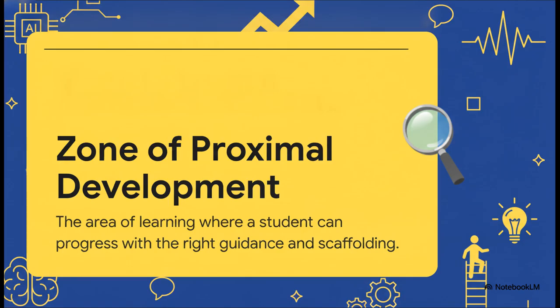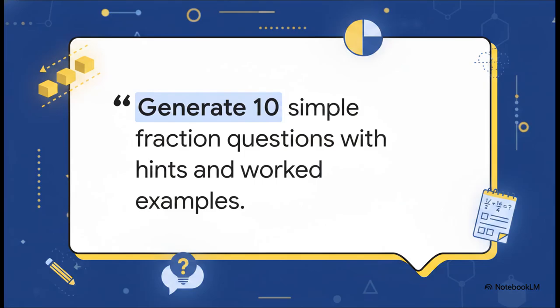We are not dumbing down the curriculum here. We are just providing temporary supports, kind of like training wheels, so these students can access the exact same grade-level concepts as their peers. So what does this actually look like when you're talking to the AI? Well, here's a fantastic prompt to use. Generate 10 simple fraction questions with hints and worked examples. By asking this, we're telling the AI to adjust the pacing and build in those structural supports. The AI will generate items that include visual models, maybe some sentence starters, or step-by-step broken down procedures. It strips away the linguistic and decoding barriers so the student can just focus on doing the math.